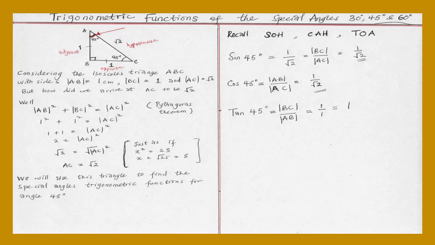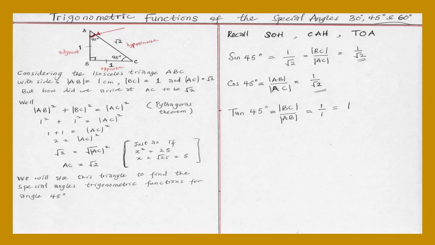It's an isosceles triangle because this side and this side are equal, and these two angles here are equal. So these two angles on the sides are both 45 degrees, 45 and 45. Why is this one 90 degrees? Because it's a right angle triangle.